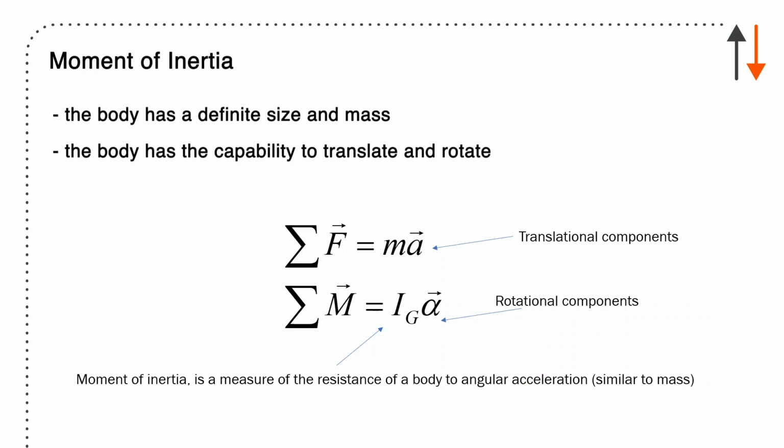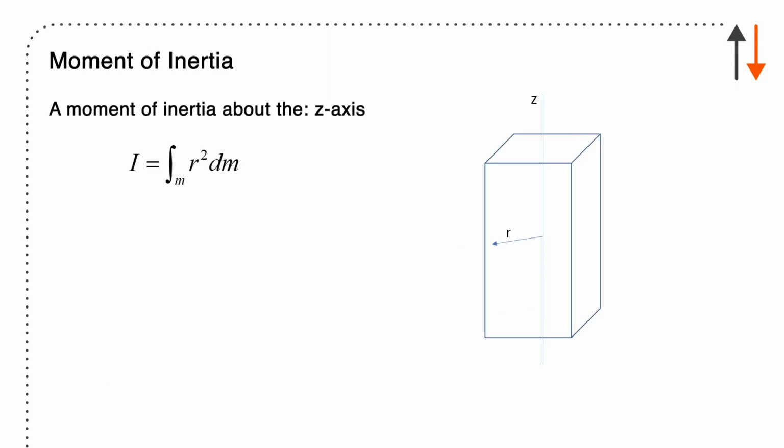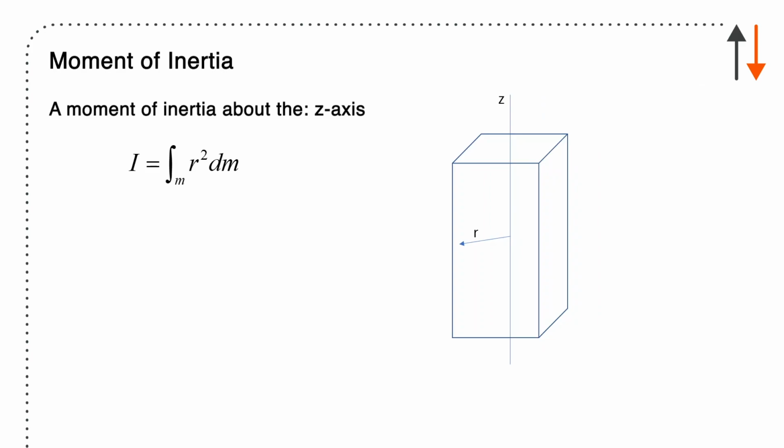But I sub g is not a material property. It's a geometric property. So for moment of inertia, we've defined it about some axis. So here I have an arbitrary body. It's symmetric about the z-axis. And in this case, I want to define I about that z-axis. So I define all the distances with respect to it: I equals the integral of r squared dm.